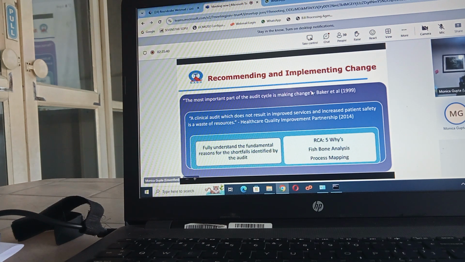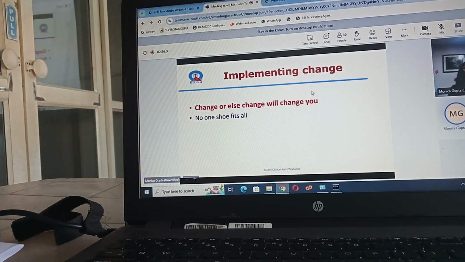So fully understand the fundamental reasons for the shortfalls identified by the audit. This can be done by various mechanisms such as root cause analysis, fishbone analysis, and process mapping, etc. To understand these tools, I would suggest that you attend the workshop by NABH on CQI, that is continual quality improvement. There was a famous saying, change or else change will change you. Okay? And remember that no one should fix all. So you really cannot prescribe any kind of change. It has to be contextual. It has to be relevant to your own setting.